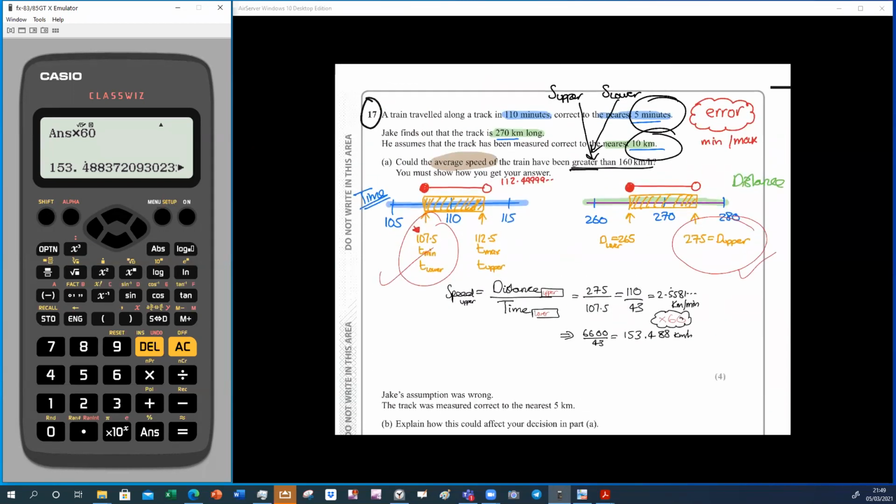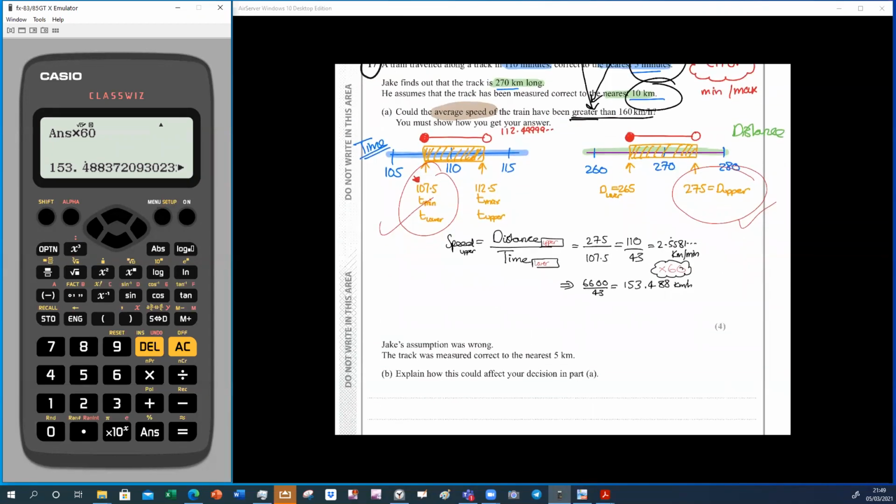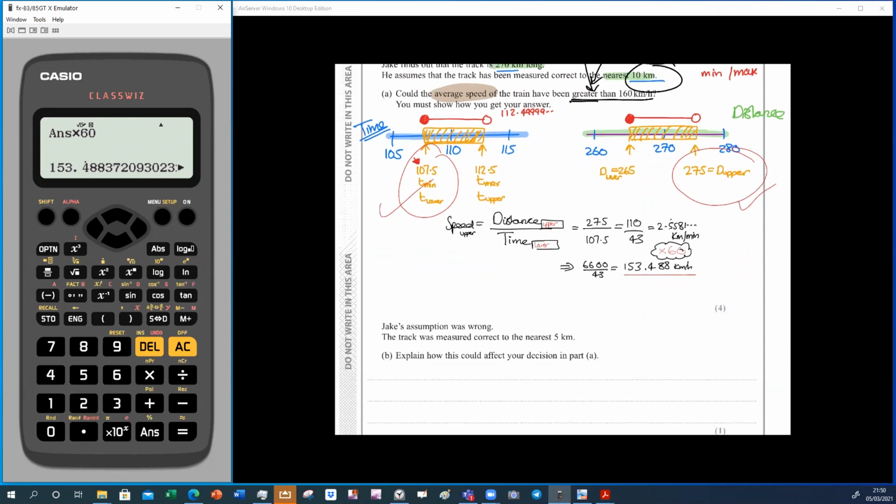As the question says, could the average speed, they're asking you a question. You must show how you get your answer. We got an answer, and I'm going to underline it. That is obviously less than 160, but I want you to type the 153.488, and type this is not greater than 160. Give me a nice sentence.